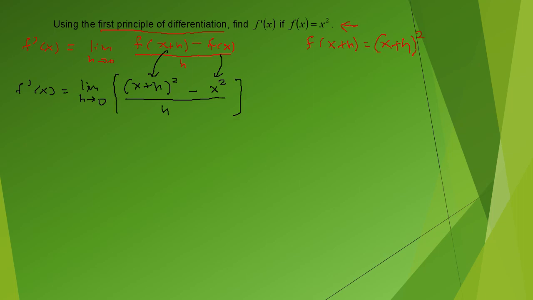Remember, when we calculate a limit, we substitute the value of the limit. Here h approaches 0, so we substitute h equal to 0, and we get x squared minus x squared, which is 0 over 0. This is an indeterminate form, so we need to factorize. For this function, we need to expand (x plus h) squared. Expanding, we get x squared plus 2xh plus h squared minus x squared, and then divide by h.